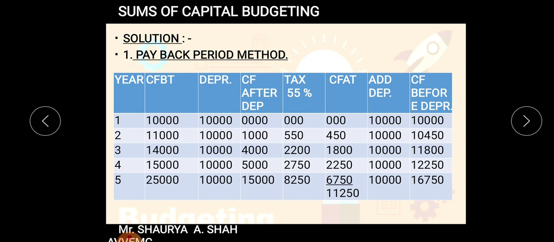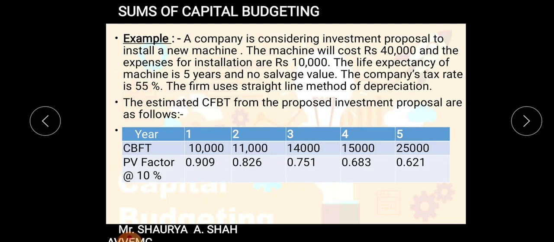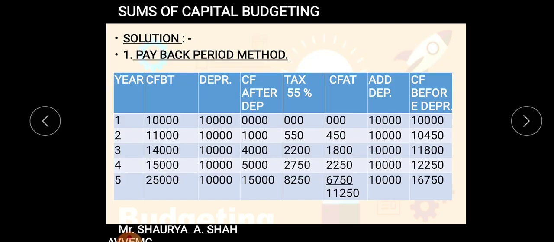Next, you need to deduct tax, students, right? The logic is that the depreciation benefit is achieved. That's why we deduct the depreciation first, then we provide the taxation. The corporate tax rate is given in the question, that is 55%, as you have seen. So I will deduct 55% from this column. 0 into 55% is 0. 1000 into 55% is 550. 4000 into 55% is 2200. So on and so forth. So my fifth column will be the tax.